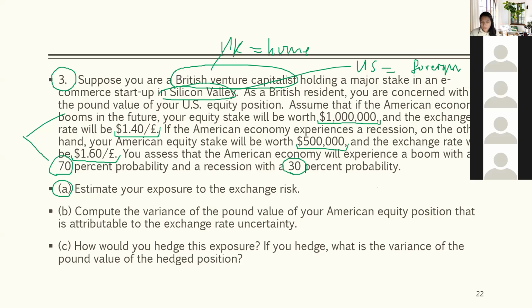Question A, straightforward. Estimate your exposure to exchange rate risk. In other words, compute the beta coefficient. Question B, compute the variance of the pound value that is attributable to the exchange rate uncertainty. This is what we have done before as well. The key question I want to stress here is question C. In question C, there is a part that we haven't done before.